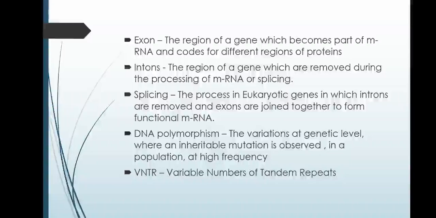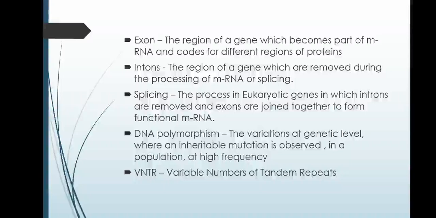Now, what is splicing? Splicing is the process where introns are removed and exons are joined together to convert heterogeneous nuclear RNA into messenger RNA, which is required to make one specific protein. DNA polymorphism is the variation at the genetic level in the base pairs where an inheritable mutation is observed in a population at a very high frequency.